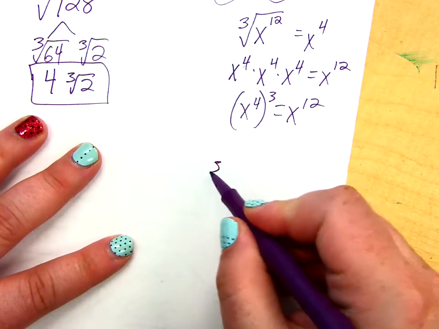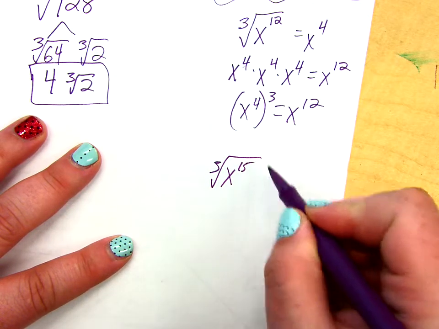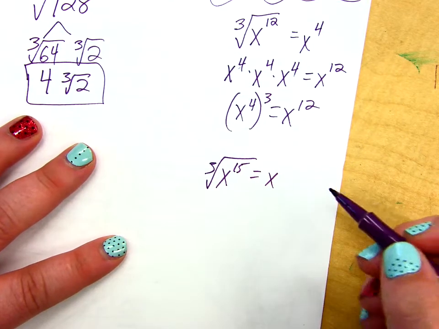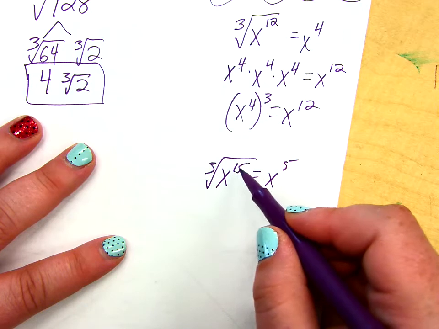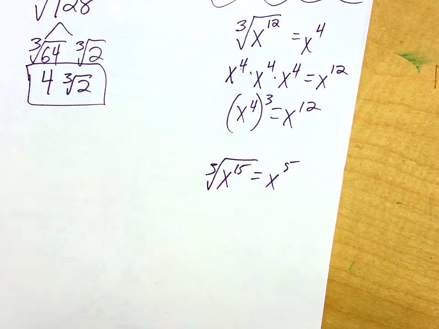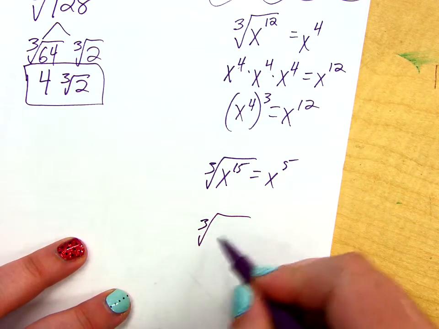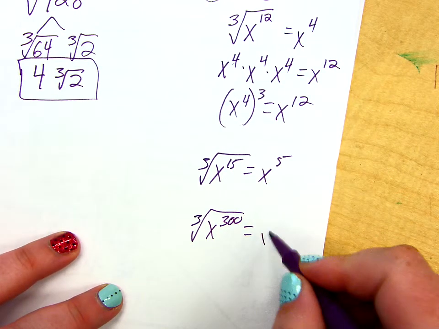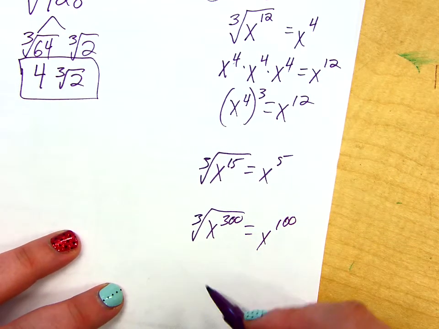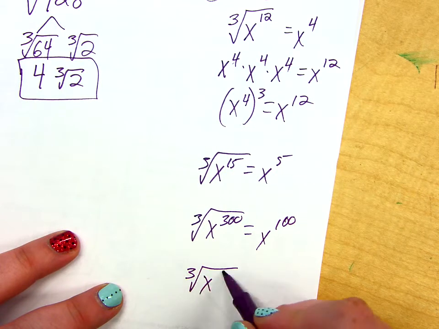So if I wanted to take the cube root of x to the 15th, the answer is just x to the 5th. Look how easy. I just take the exponent and I divide it by the index. Whether it's cube roots, square roots, fourth roots, fifth roots, it doesn't matter. They all work that way. Take the exponent, divide it by the index, and that's your answer. So what's the cube root of x to the 300th? x to the 100th. What's the cube root of x to the 60th?